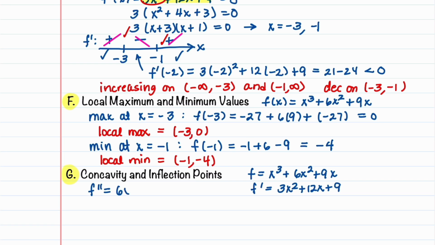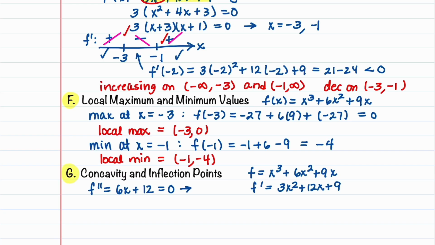Now we can find f double prime. That is equal to 6x plus 12, and we're going to set that equal to 0, and that's going to give us that x is equal to -2. Just like we did for increasing, decreasing, let's go ahead and draw a number line. And we're going to put -2 on our number line, and then we're going to look at the value of f double prime. Let me highlight that. That is what we are looking at.